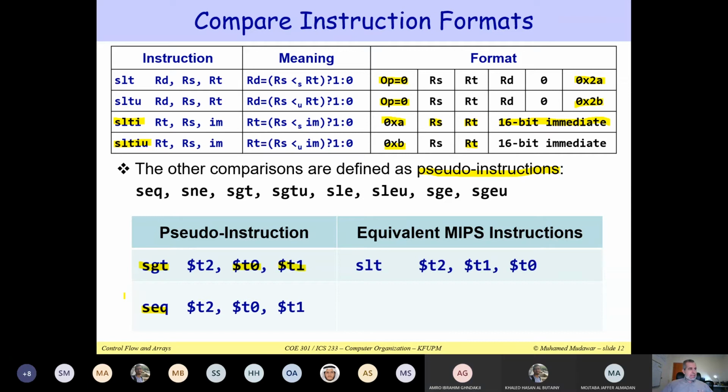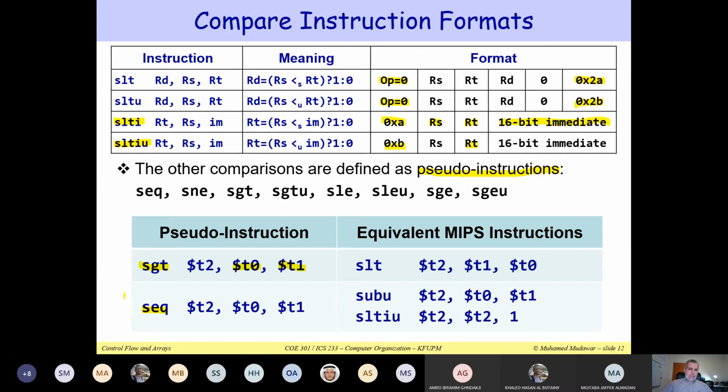Anyone else would like to suggest a solution to this? We did not solve it yet. Okay, set less than immediate was very close, but you have to be careful about how to use this instruction. Anyone else would like to suggest a solution for this problem? Equivalent MIPS instruction. It can be done in two instructions. Okay, let me show you the solution.